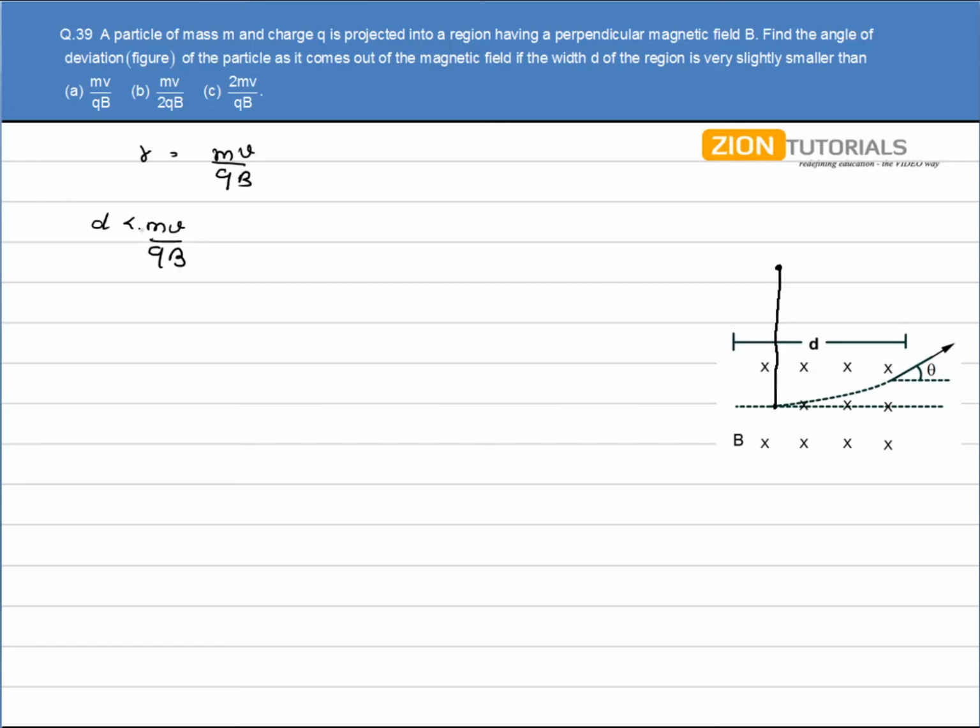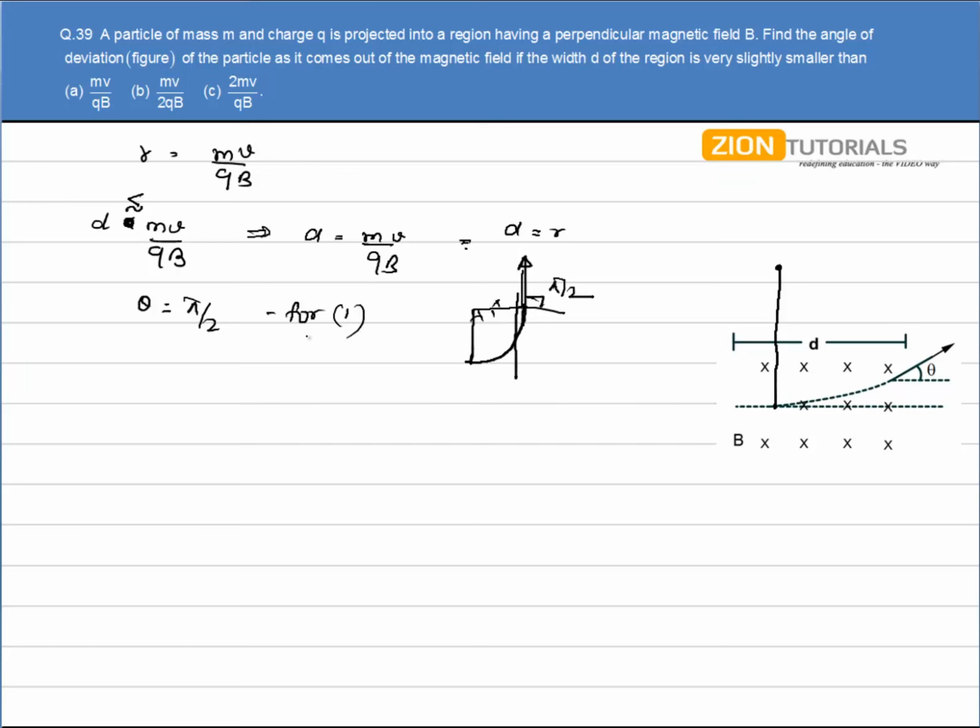Now if d is very slightly smaller than mv by qB, then I can assume that d is almost equal to mv by qB, not exactly but almost. So if it is so, then d is equal to r. So if d is equal to r, then what will happen if I project it like this? Then it will trace a curve, but d is just less than r, so it will leave the magnetic field at this very point and go in this direction. So the deviation angle is pi by 2. Theta is equal to pi by 2 for the first part.